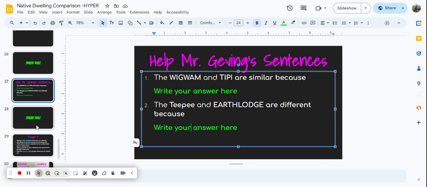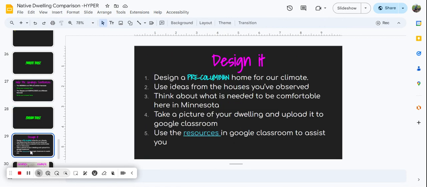And now we're on the draw it part. We are going to make a pre-Columbian home for our climate. Pre-Columbian just means that it's before Columbus. I know you learned a lot about Columbus last year. We can't have things that are modern Minnesota. This is ancient Minnesota, remember. So we're going to have things that were before the 1492 sail of Columbus.